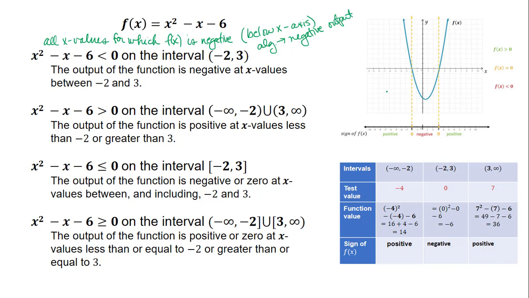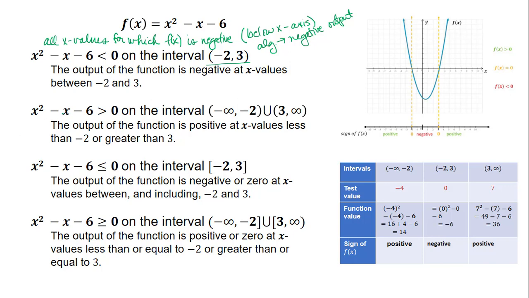And so we can confirm both with the graph and the chart that we just constructed that between the negative 2 and 3 is where the graph lies below the x-axis. So all the y values are negative there. Or using this test point of 0, we also found that we had a negative output value. And so the solution set for x squared minus x minus 6 is less than 0 is the interval from negative 2 to 3, open parentheses.